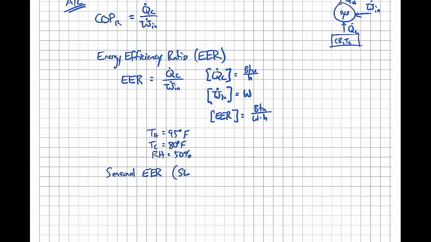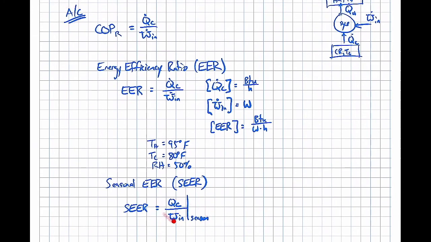So that's called the SEER rating. Now the seasonal EER, or the SEER value, is the QC over the energy in over a whole season. The EER would be evaluated at an instant in time, like over a 2-minute period, let's say, whereas a seasonal EER is measured over a whole season. Since we're dealing with air conditioning, this might be over the whole summer. So it's the total amount of heat transferred out of your house interior divided by the total amount of energy that you've put in, evaluated over the whole season.